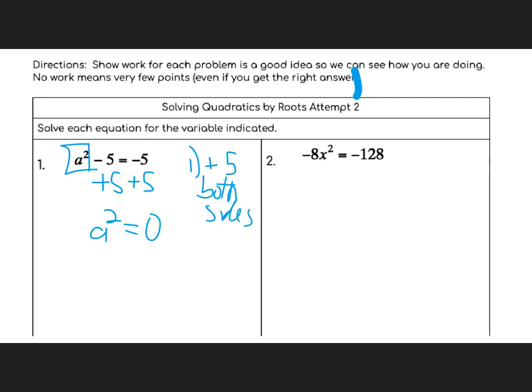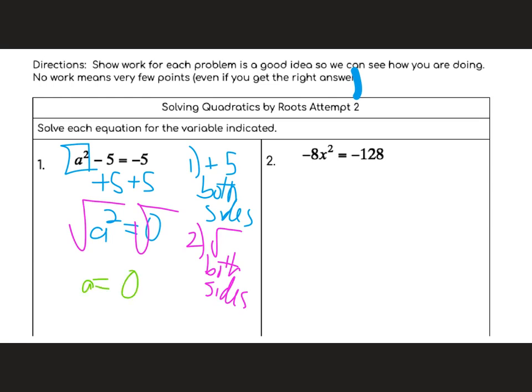And then I have a squared equals 0, so what I need to do is take the square root of both sides. So 2, square root both sides. And then the square root of 0 is 0, and the square root of 0 is 0. So we have a equals 0. Theoretically, I'd have plus or minus, but since it's 0, I don't have to worry about a positive and negative.